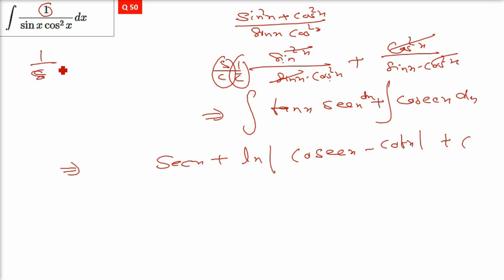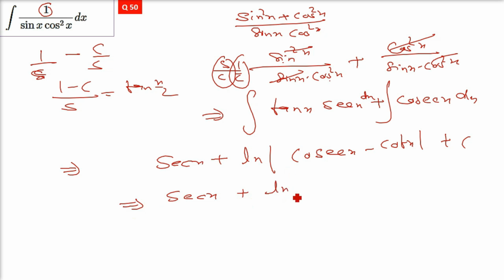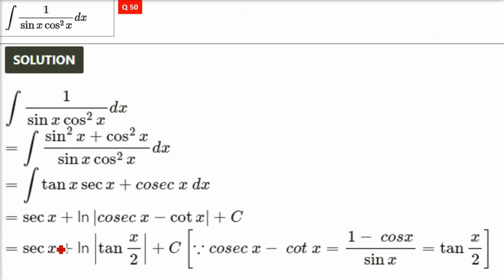Now you can make this cosec x minus cot x simpler. Cosec x is 1 by sin x, cot x is cos by sin x. So 1 by cos by sin, this is tan x by 2. You already know this is equal to tan x by 2. So in place of cosec x minus cot x, you can also use tan x by 2 if you want. These are the standard results. So ln modulus of tan x by 2 plus constant of integration is your answer. This is the result we were talking about.